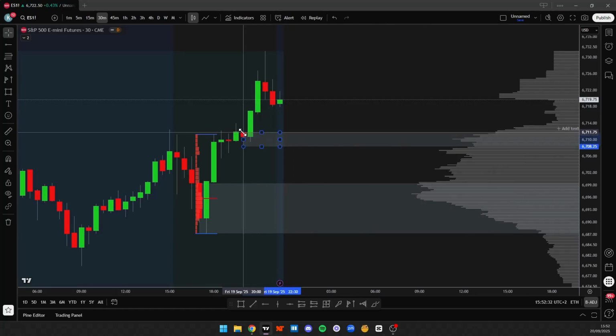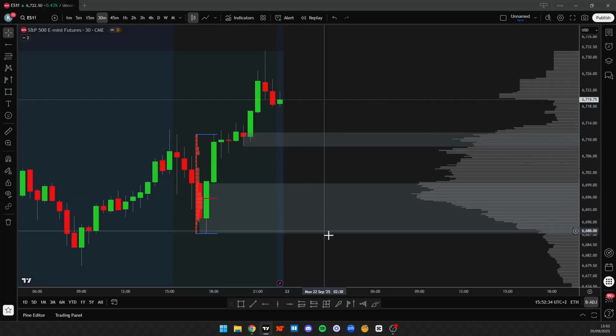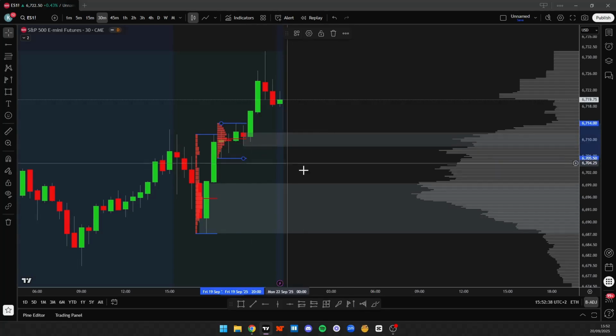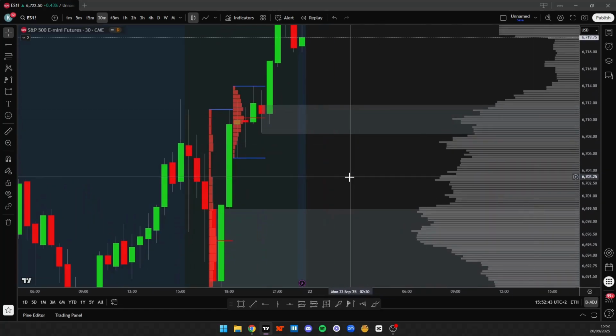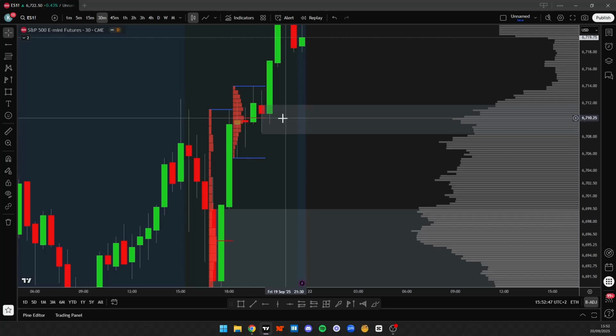Now, I want to see if I can draw this more accurately. And for that, I will use, again, the fixed range volume profile. I will draw it on the whole consolidation. And as you can see right here, we have drawn this demand where the most volume is. You can see there's the point of control as well, right in the middle of the zone.